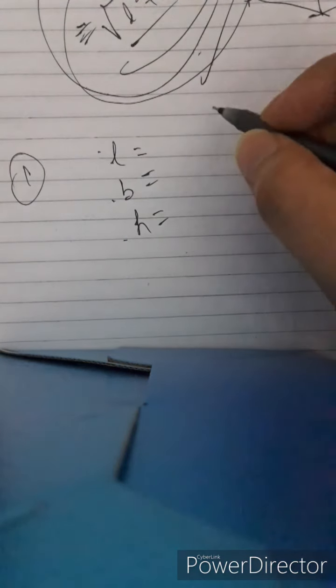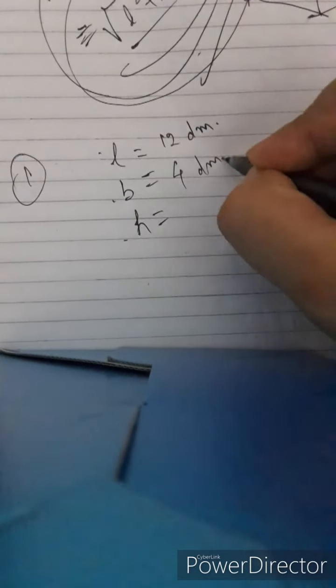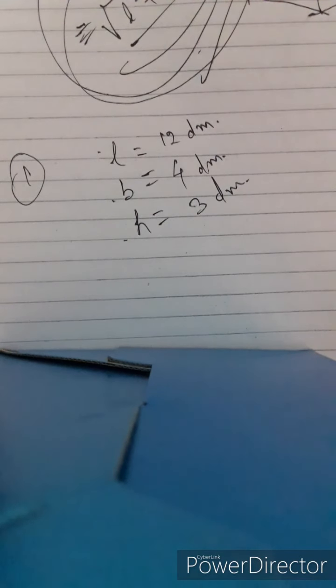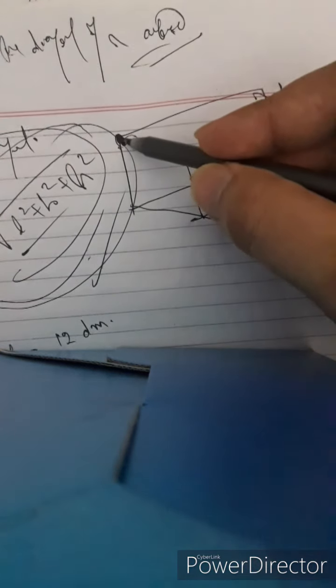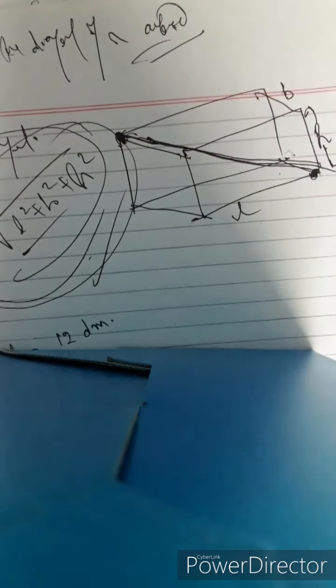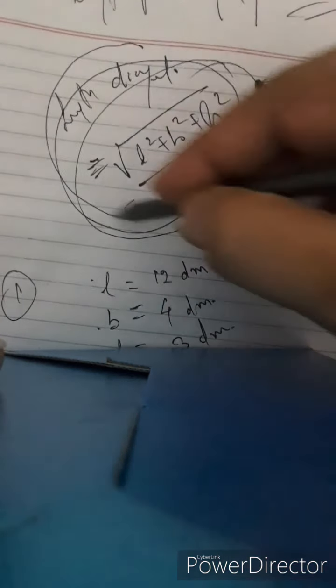So length, breadth and height of a box are respectively 12 decimeters, 4 decimeters and 3 decimeters. Find the length of the greatest rod that can be put in it. You know, if iron rods are put in a box, then the greatest rod which can be put in it is in the form of the diagonal of the box. The greatest rod which can be put inside a cuboid shaped box is actually the diagonal of the cuboid. So the diagonal of the cuboid goes by the formula root under L square plus B square plus H square.